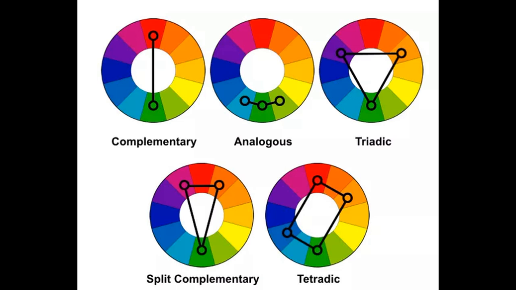You have triadic, where you pick a triangle on the color scheme. Split complementary tones down that feeling that you get, a vibrancy. You use green with red-violet and red-orange. It doesn't give that much excitement to the picture. It's probably a safer bet to use than complementary if you're creating art that's going to be on the wall.